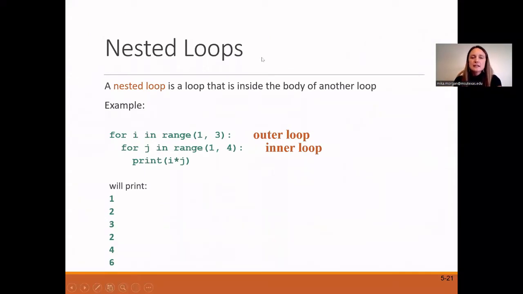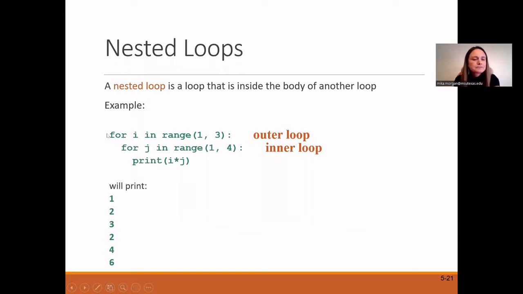So we can have nested loops, just like we can have nested conditionals. Last week, we looked at having if statements that were inside of other if statements. We can have loops that are inside of other loops. And in Python, the way you're going to show that is with indentation.